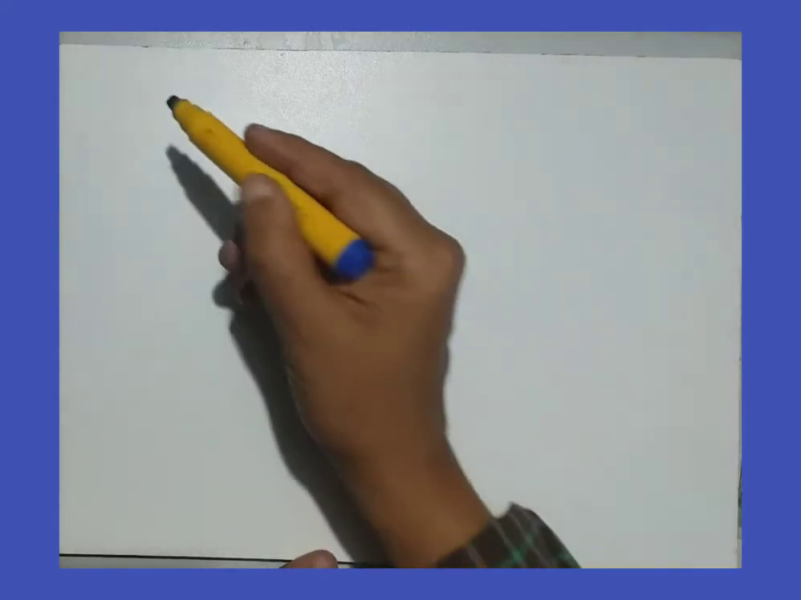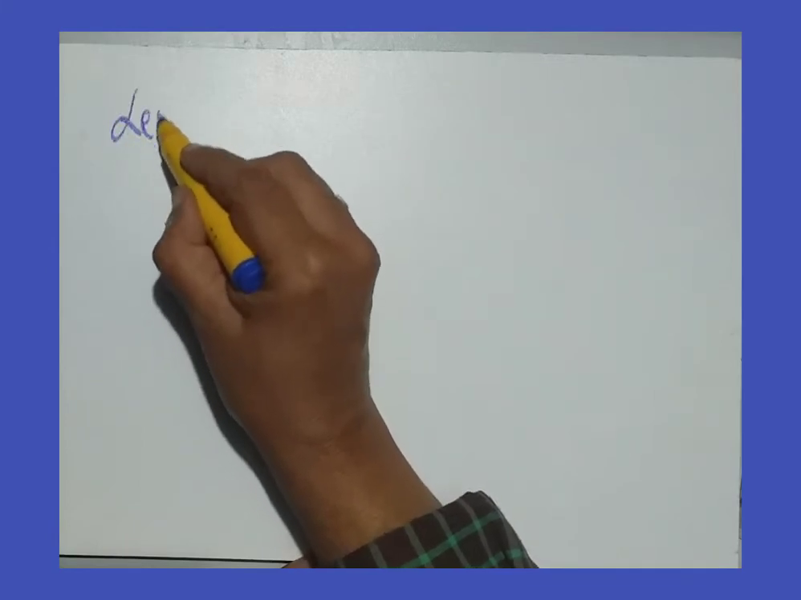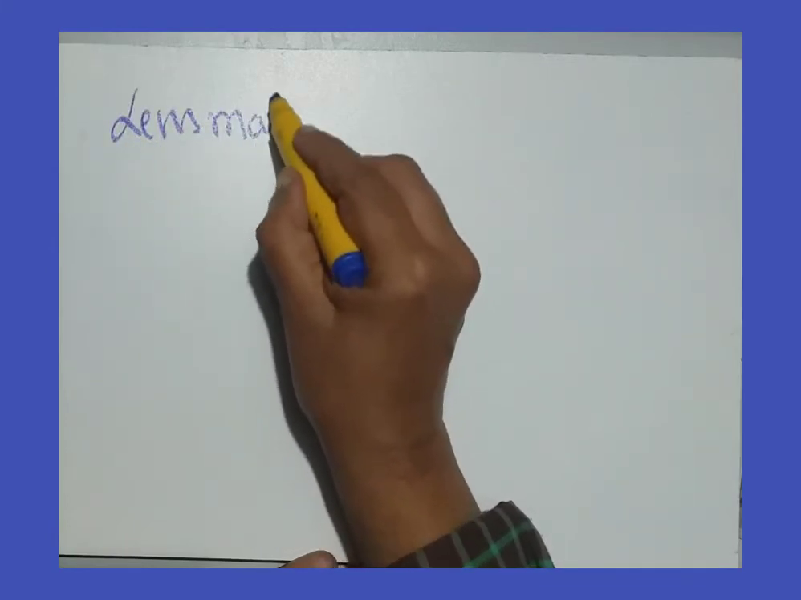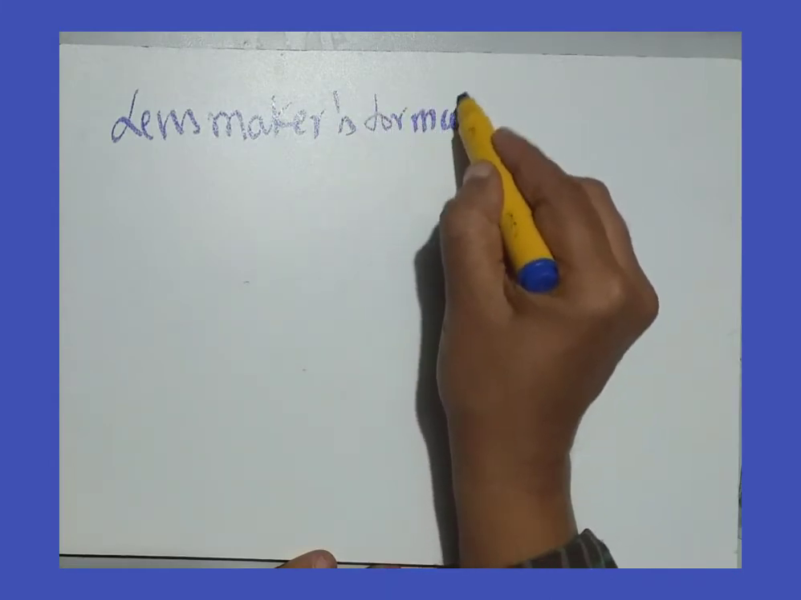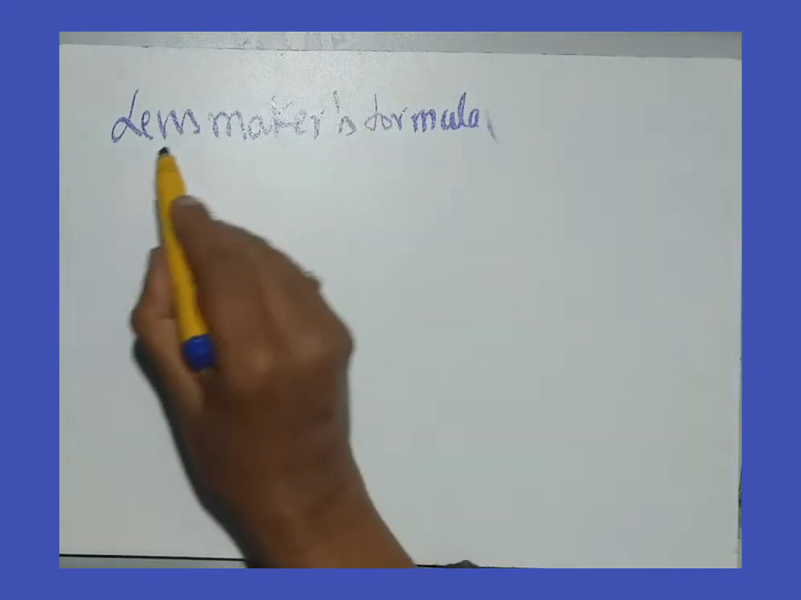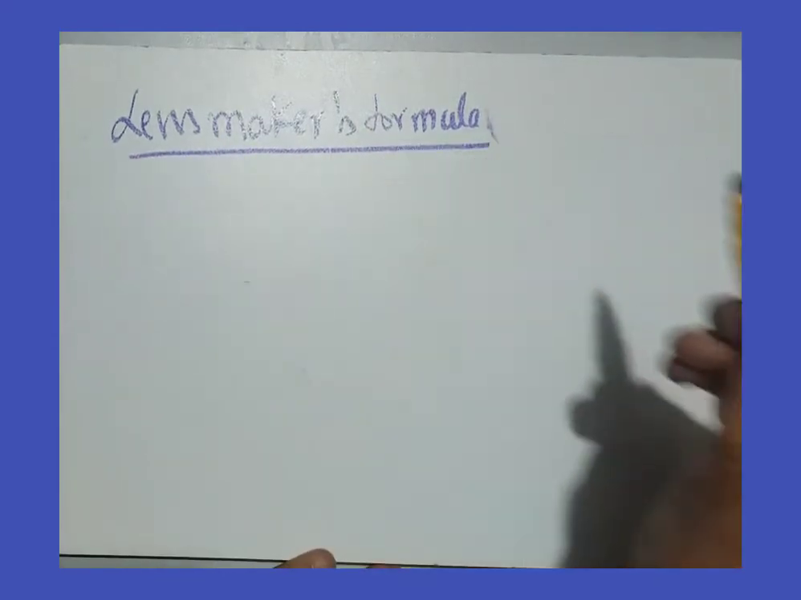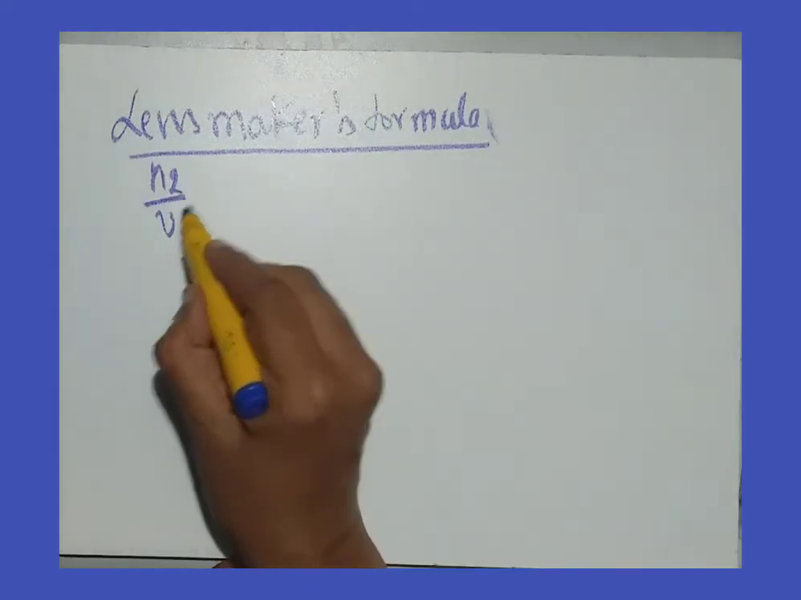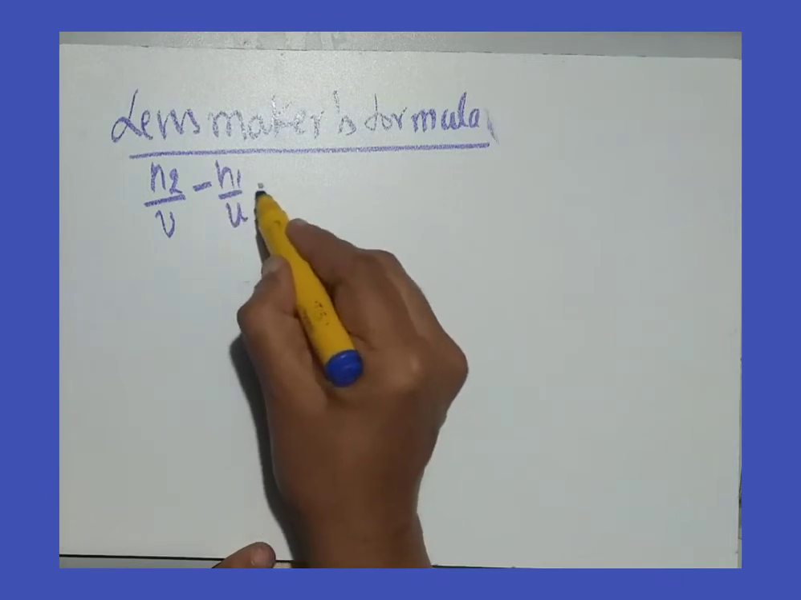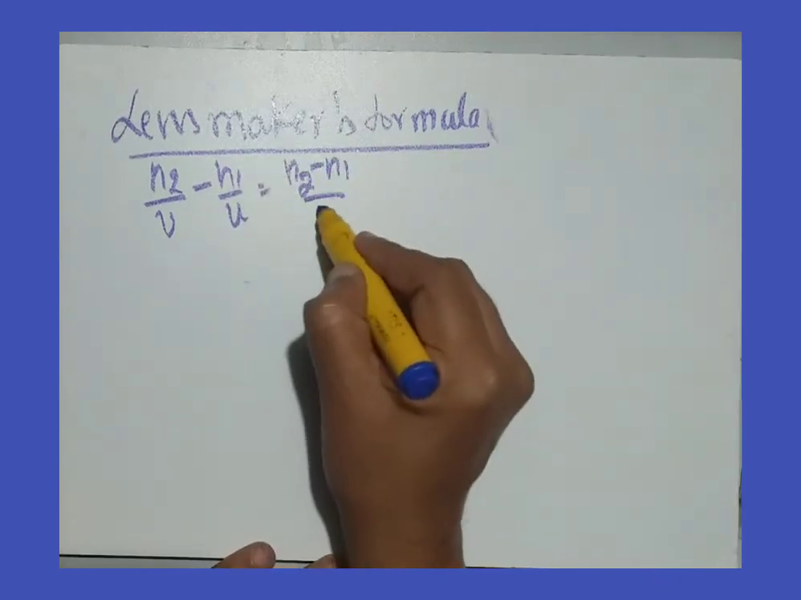Many of us wear specs. How the specs are created, how the lenses for the specs are made, that is created by using a formula called as lens maker's formula. Lens maker's formula. This we want to derive now. An easy derivation, say by using curved surface refraction formula. We know the curved surface refraction formula is n2 by v minus n1 by u equals n2 minus n1 by R.